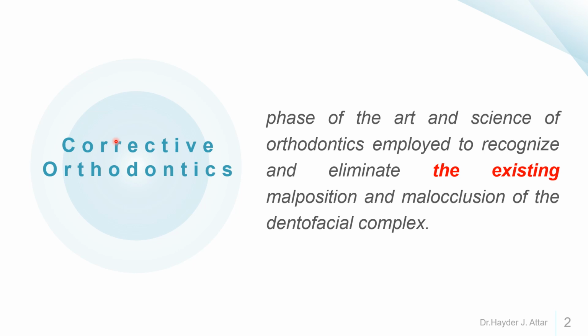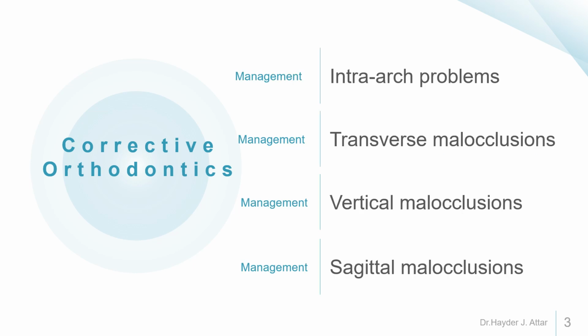And it's different from preventive orthodontics, where preventive orthodontics prevents any condition that may cause any change in the normal occlusion. Corrective orthodontics includes the management of intra-arch problems like crowding and spacing, or management of transverse malocclusion, including cross-bite cases, management of vertical malocclusion, including open bite and deep bite, and management of sagittal malocclusion, which includes class 1, class 2, and class 3 cases.